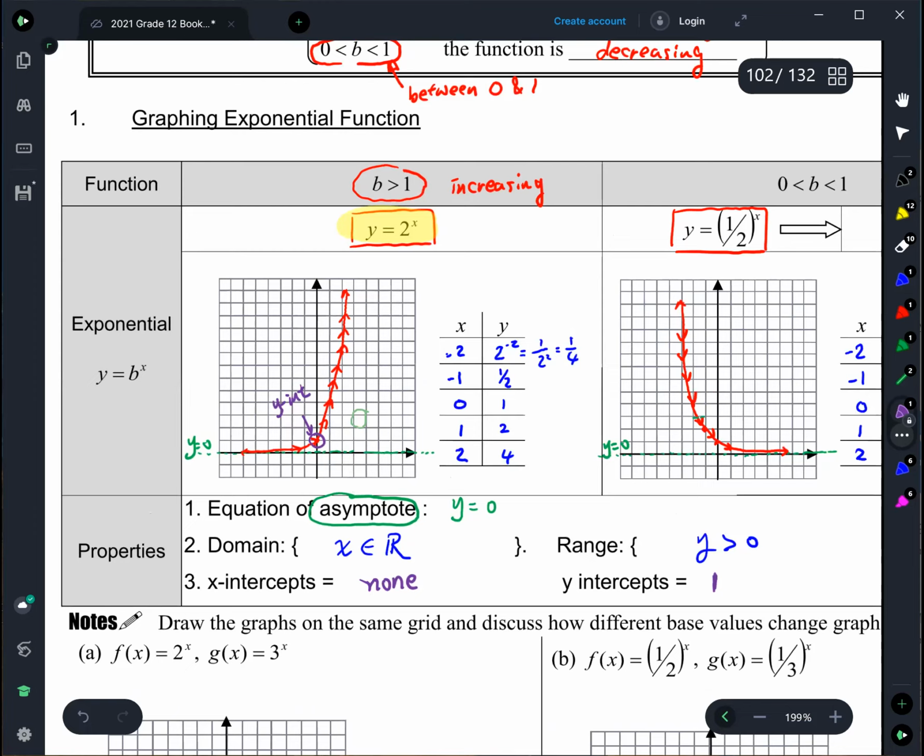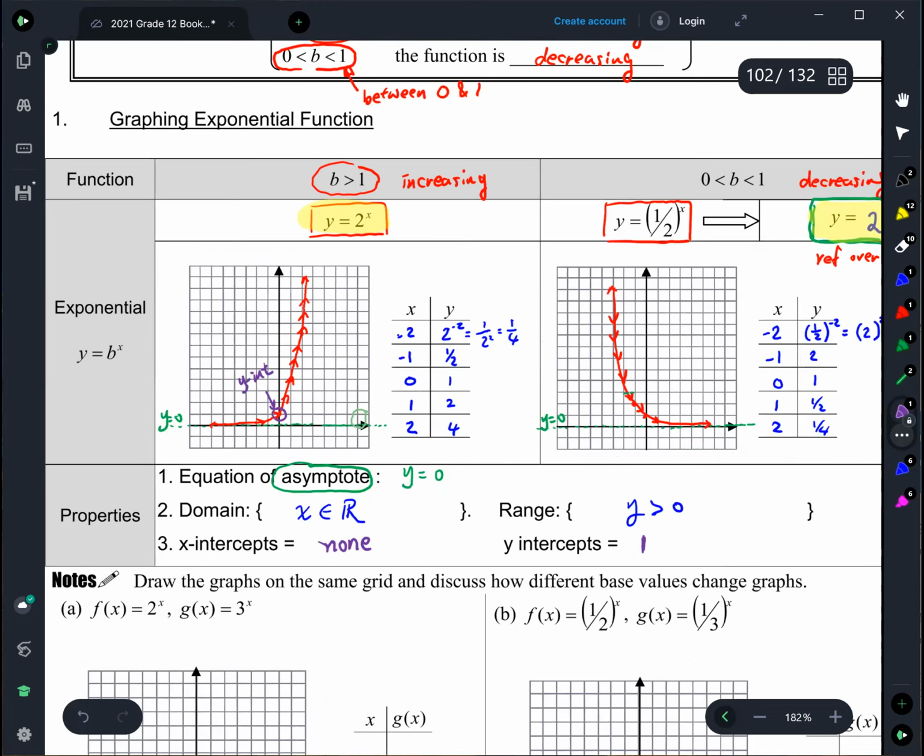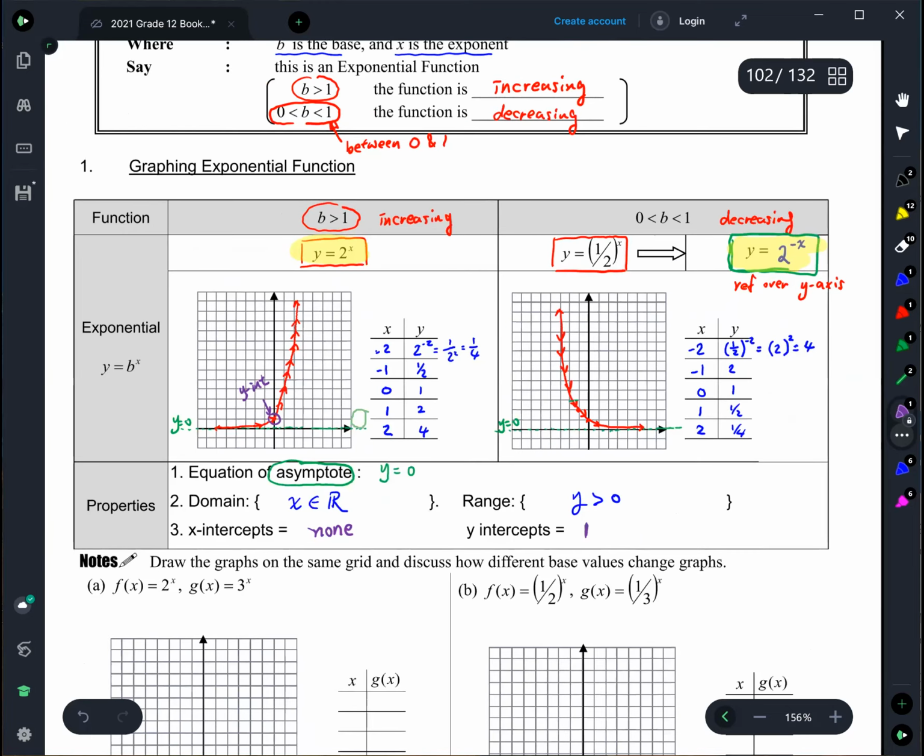Does anyone have a question about these two graphs? These are the basic ones. You need to know these two very well before we look at the other examples. Can you please raise your hand if you're ready to move on to the practice?